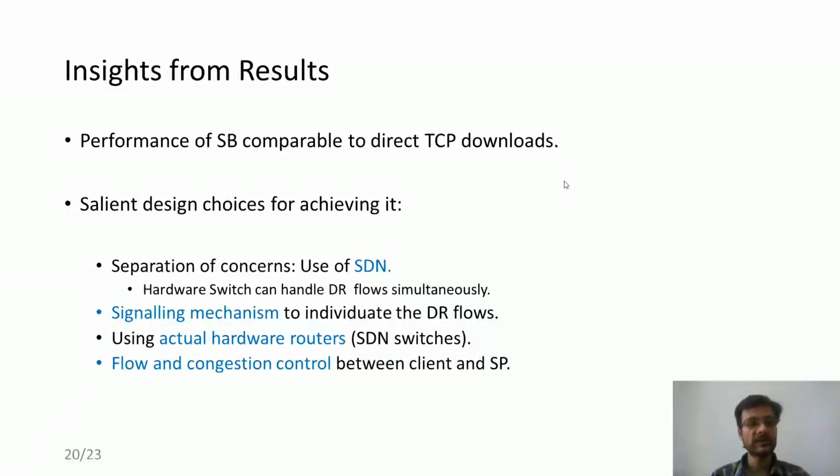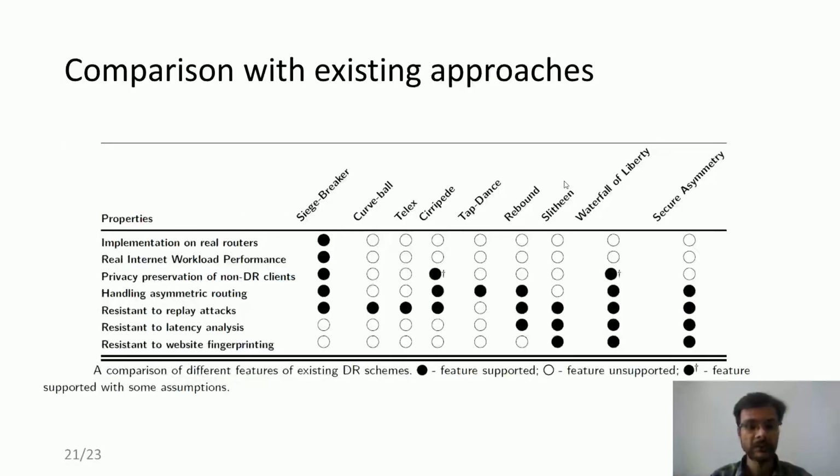Overall, the insight from the results is that the performance of SiegeBreaker was comparable to direct TCP downloads, and this performance was achieved with the help of multiple design choices. One of them is separating the different operations of decoy routing, then using a separate signaling mechanism so that we can isolate the decoy routing flows, using actual SDN switches to redirect traffic efficiently, and also implementing flow and congestion control between the client and SP, which not only provides reliability but also helps us attain good performance.